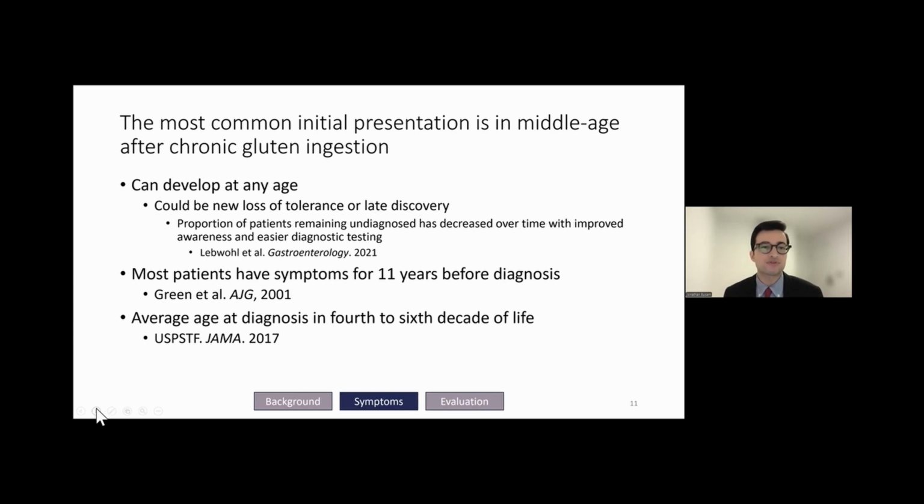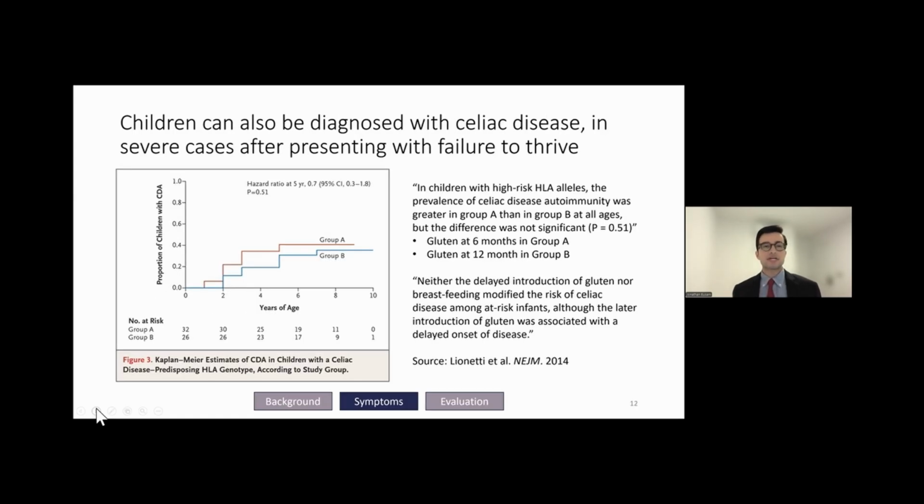And there's also been improved awareness of celiac disease and easier diagnostic testing, which has helped as well with some of this late discovery component. But as I was saying before, many patients have symptoms for several years prior to diagnosis. Sometimes the symptoms may just be mild, or sometimes it's just tough to really narrow down that diagnosis. And the average age at diagnosis is in the 4th to 6th decade of life. But now it's not just folks in their middle age who present with celiac disease.